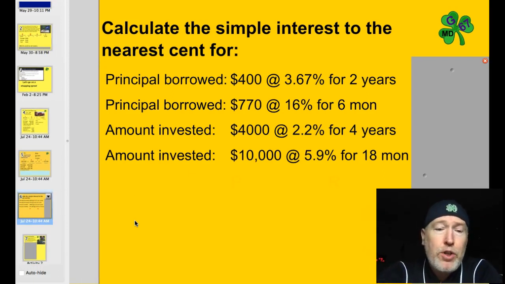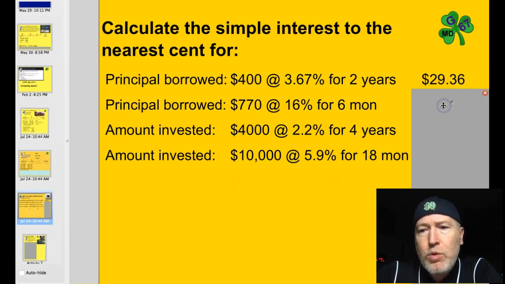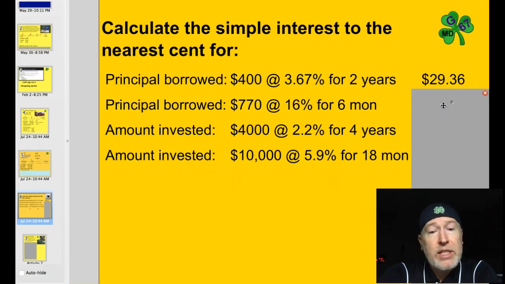The first 2 are principal borrowed. The last 2 are money invested. And it doesn't matter, it's the same formula for either. Go ahead. I see that. All right. If you borrowed $400 at 3.67% for 2 years, $29.36.